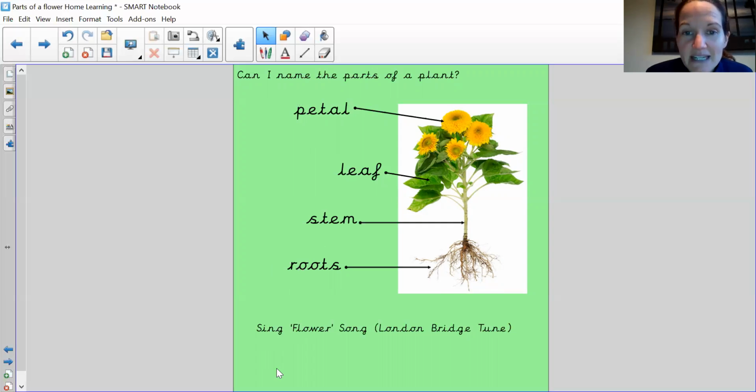Petal, leaf, and stem and roots, stem and roots, stem and roots, petal, leaf, and stem and roots. These are the parts of a flower.